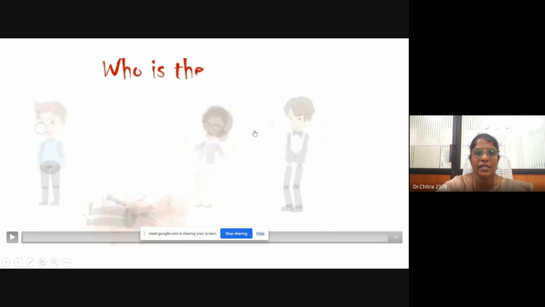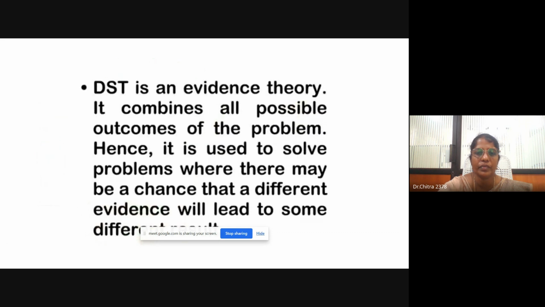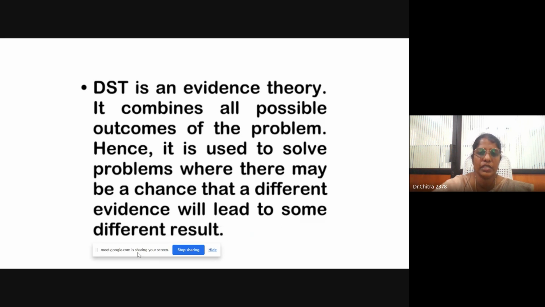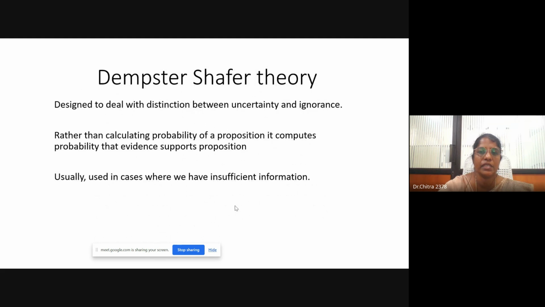For this kind of uncertainty, you do not know the fact. We are considering some hypotheses and we will try to prove them. This is the evidence-based theory. It contains all possible outcomes of the problem. Hence, it is used to solve problems where different evidences may lead to different solutions. We are considering all the possibilities. This is designed to deal with the distinction between uncertainty as well as ignorance. The ignorance samples can also be considered for identifying the problem statement.